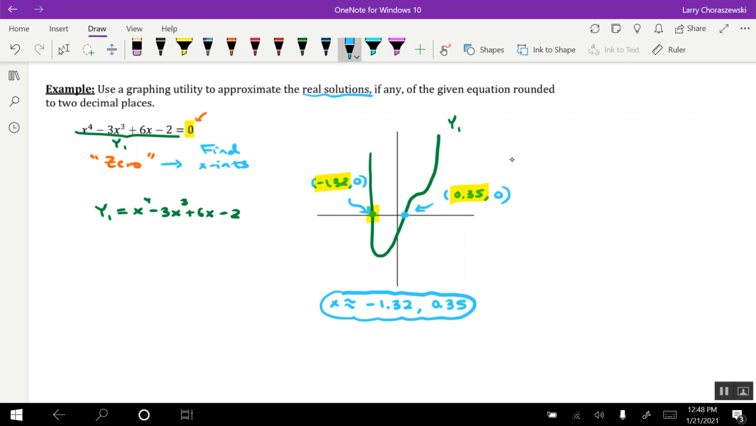And we did it. We used the graphing calculator to approximate the real solutions to this equation.